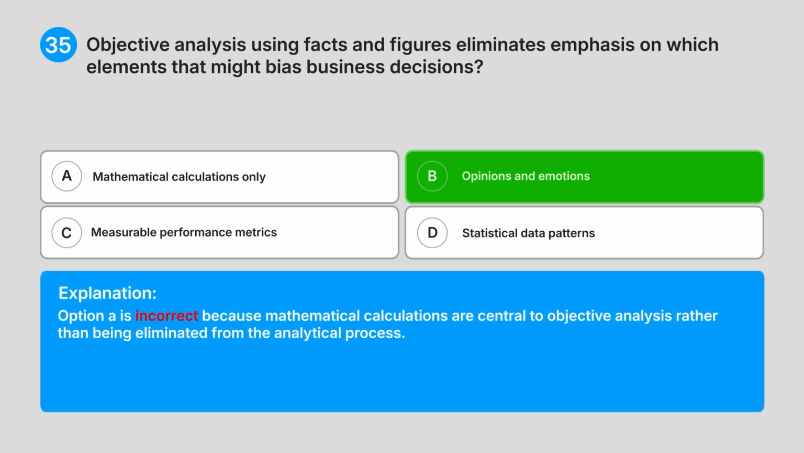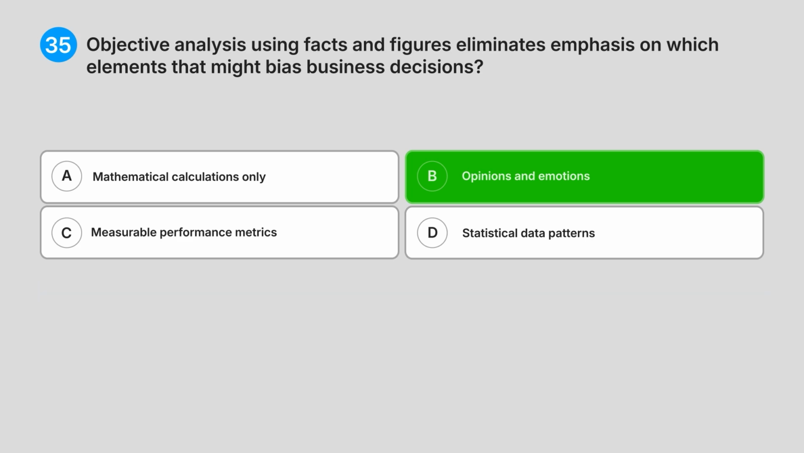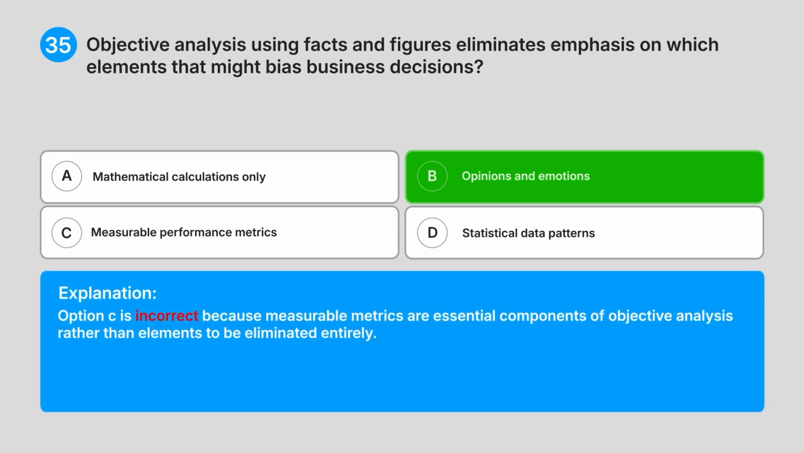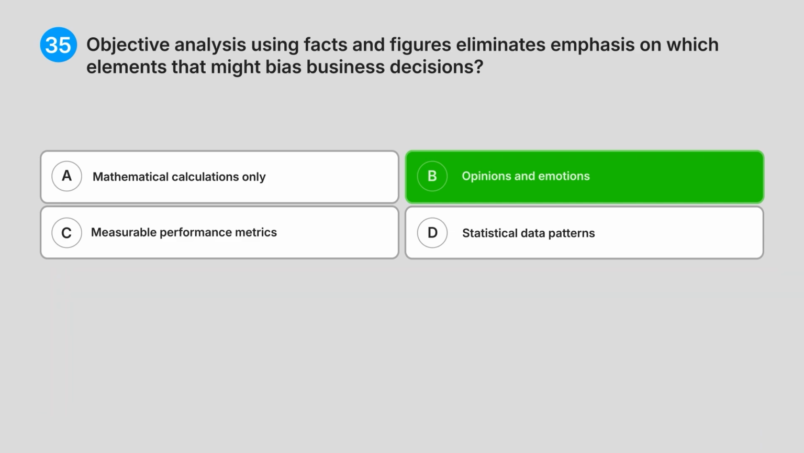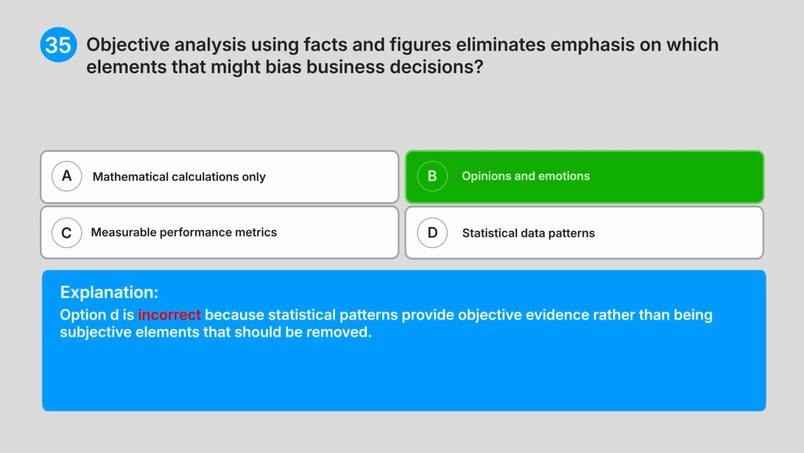Option A is incorrect because mathematical calculations are central to objective analysis rather than being eliminated from the analytical process. Option C is incorrect because measurable metrics are essential components of objective analysis rather than elements to be eliminated entirely. Option D is incorrect because statistical patterns provide objective evidence rather than being subjective elements that should be removed.